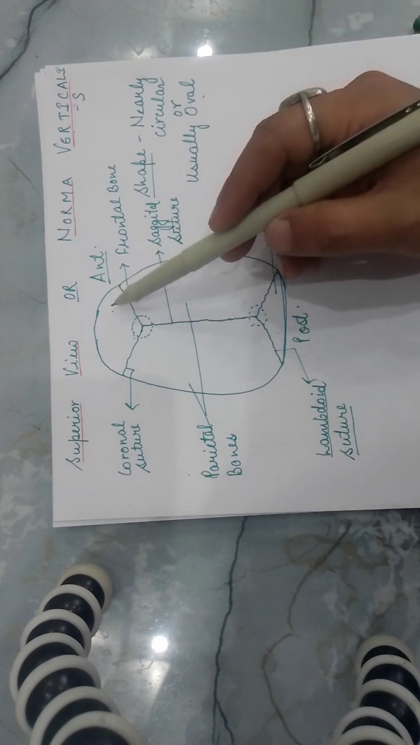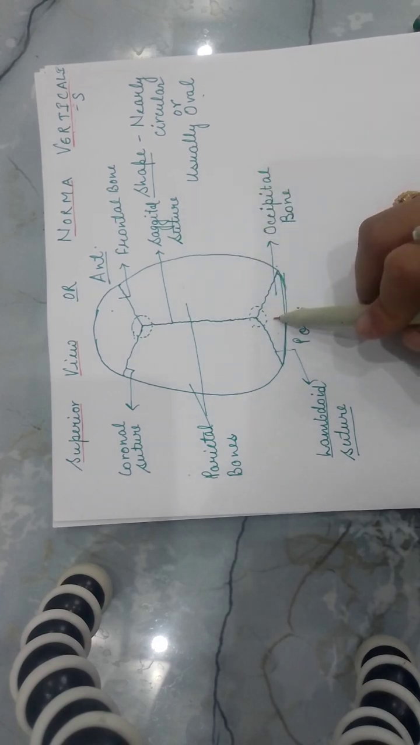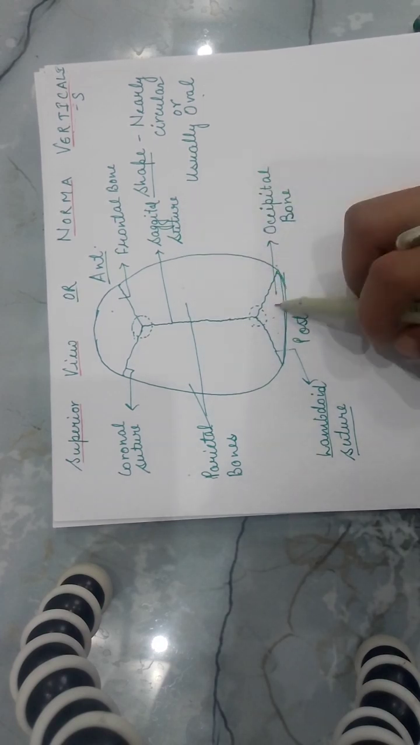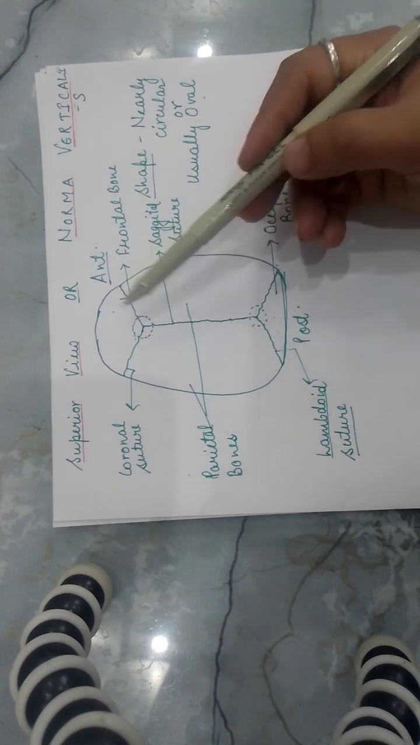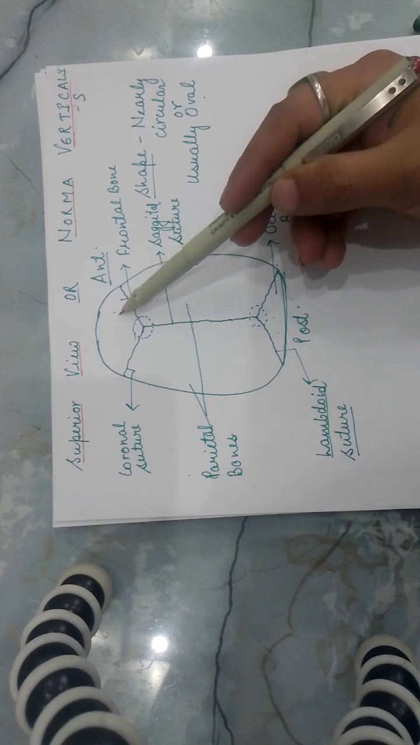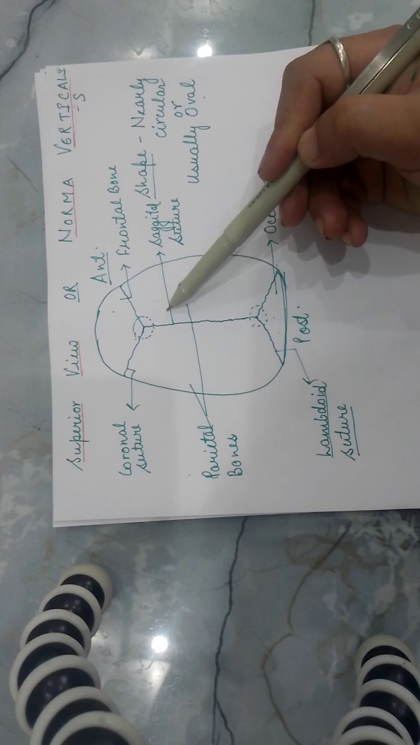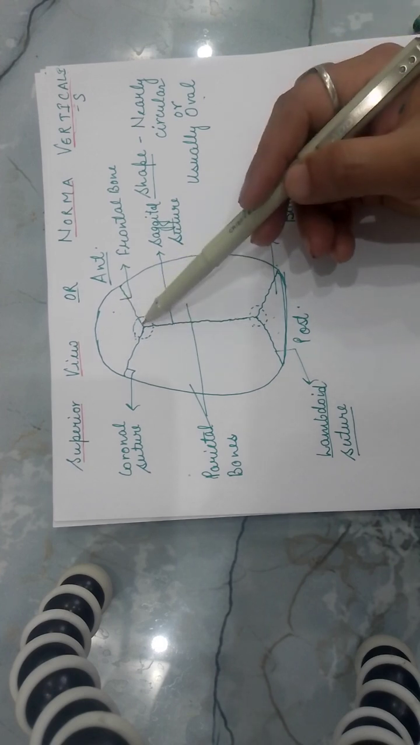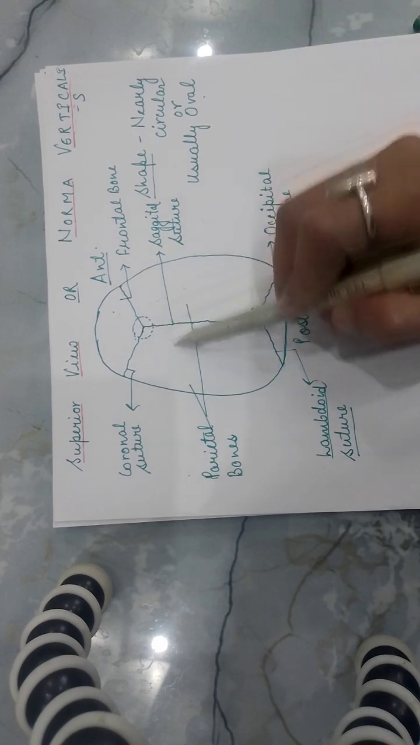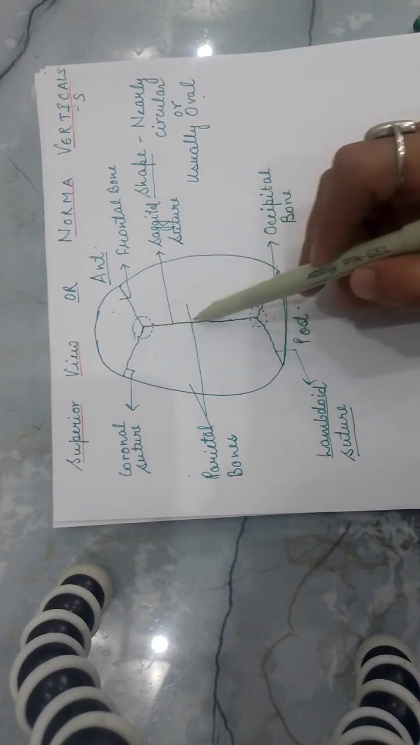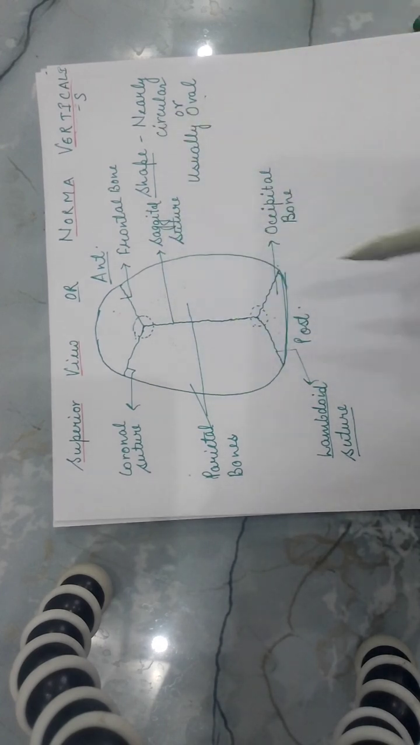Now, this is your frontal bone. These two are your parietal bones, and this is the upper part of the occipital bone. This frontal bone is separated from the two parietal bones with the help of this suture, which is known as the coronal suture. And these two parietal bones are separated with the help of the sagittal suture.